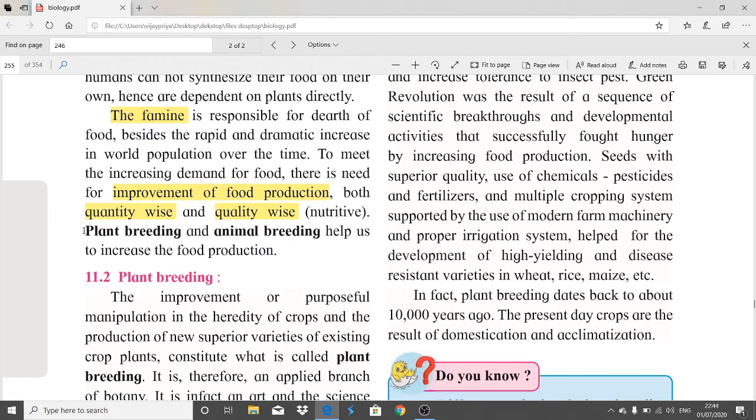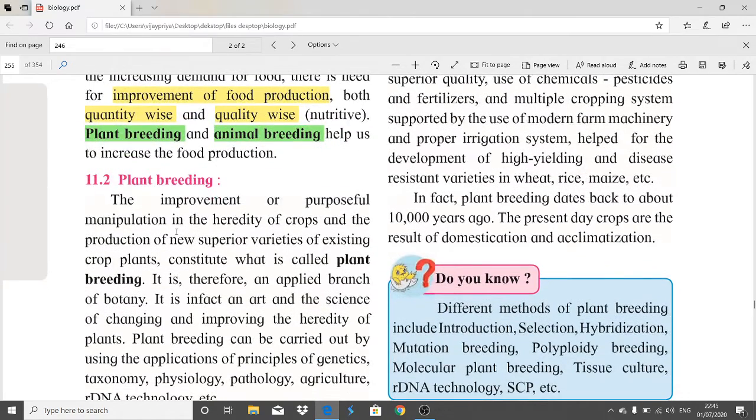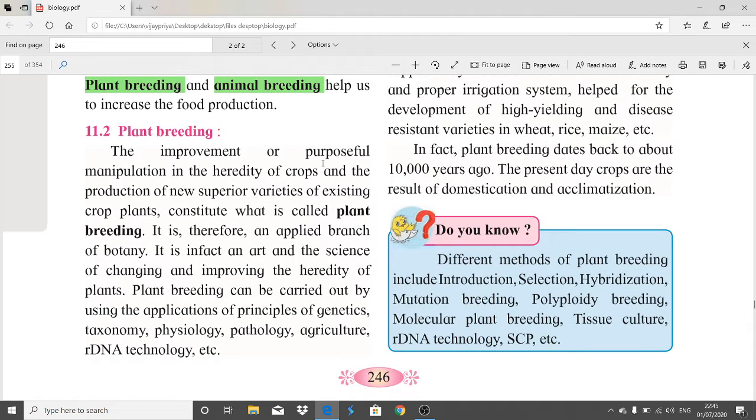So these are both the techniques, plant breeding as well as animal breeding. As we are going to discuss only food enhancement, first we will concentrate on the plant part. So what is plant breeding now? The improvement or purposeful manipulation in the heredity of crops and the production of new superior varieties of existing crops or plants constitute what is called plant breeding.